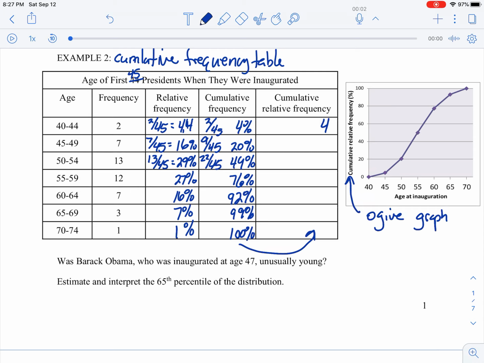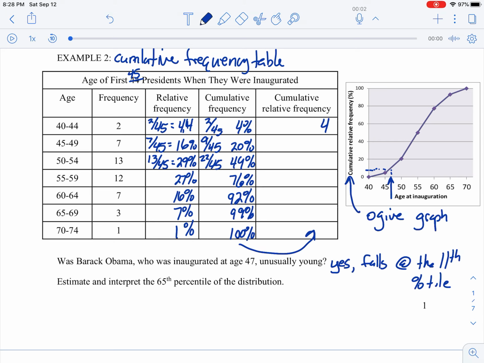Was Barack Obama, who was inaugurated at age 47, unusually young? Okay, so we're going to come over here. 47 falls right there. If I follow my graph, it comes over here and falls about the 10th or 11th percentile. So we're going to say, was he young? Yes. Now we have to justify our answer. He falls at the 11th percentile. Okay? So that's one way to read it.